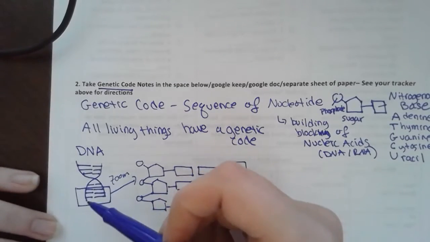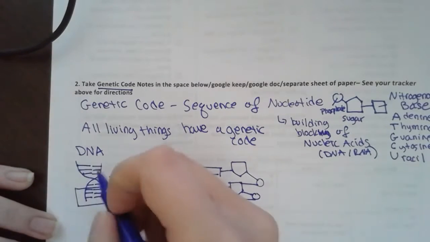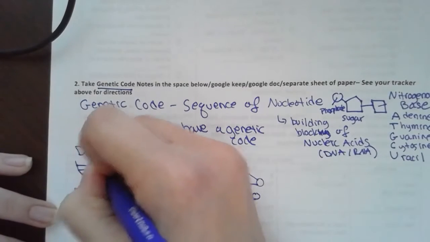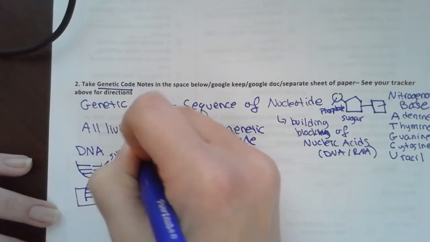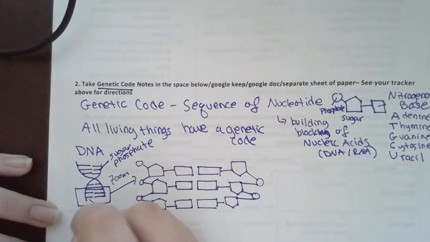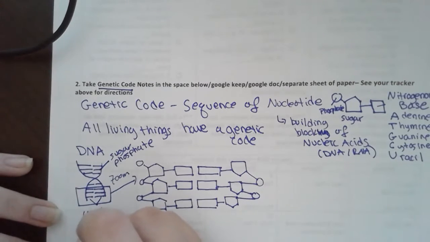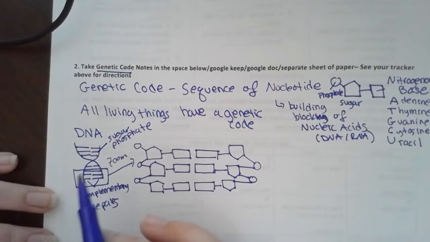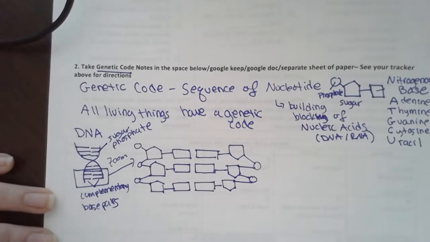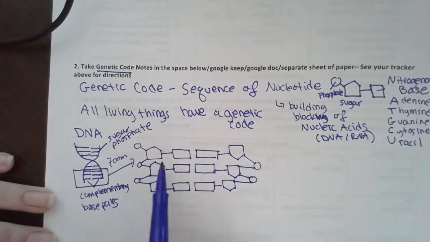DNA, remember, looks like this. It has this double helical shape. It has a sugar phosphate backbone. That's this part, the sugar phosphate backbone. And then it has our complementary base pairs in the center. Now, this is a very simple version of DNA. So if we were to actually blow this up, we would get this image right here.